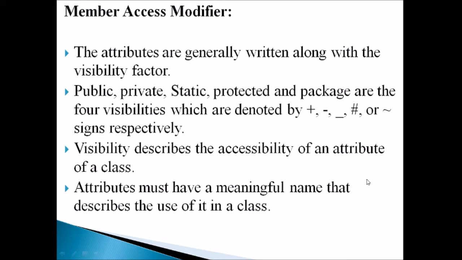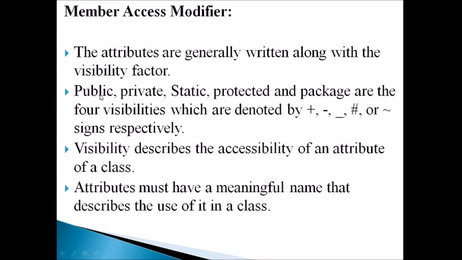Okay, so all these things are going to be decided based on the access modifier, which should be given with the data members. Attributes are generally written along with the visibility factor. The visibility factors are public, private, static, protected and package. You might be familiar with these access modifiers.